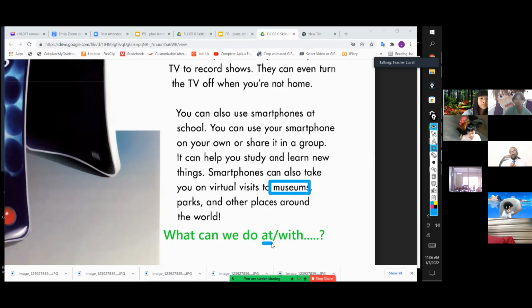So Ms. Tangwa, can you translate? Somebody tell me, what can we do at a museum? What can we do at the museum? What can we do at a museum? We could learn about history. What else can we do at a museum? What can we see?